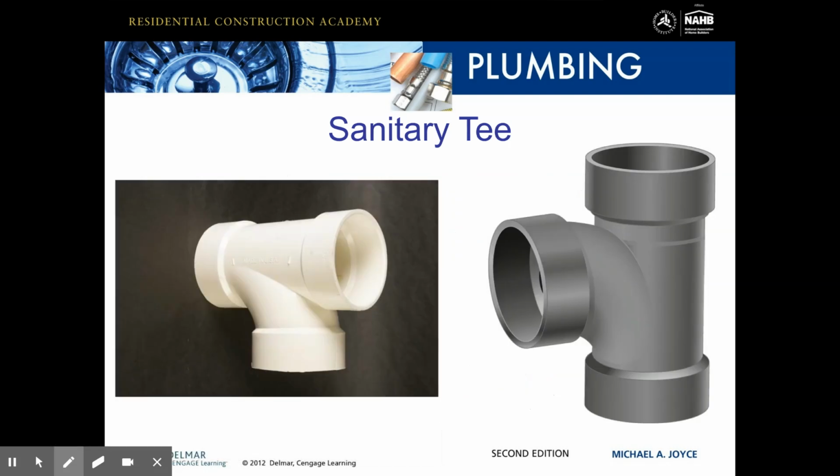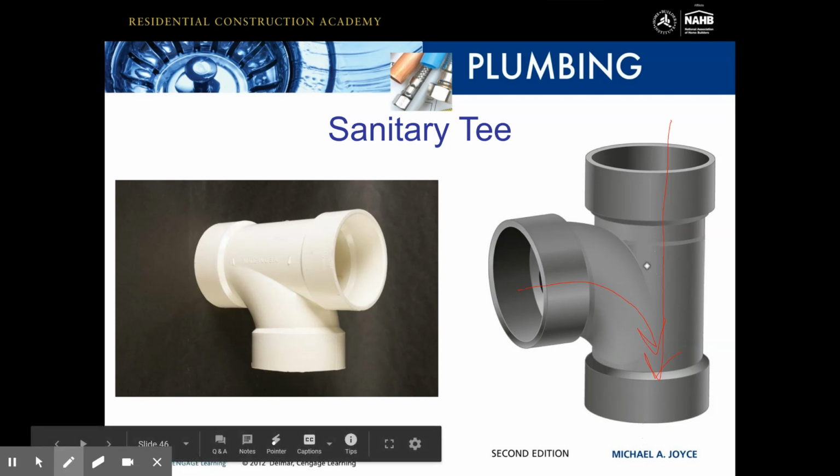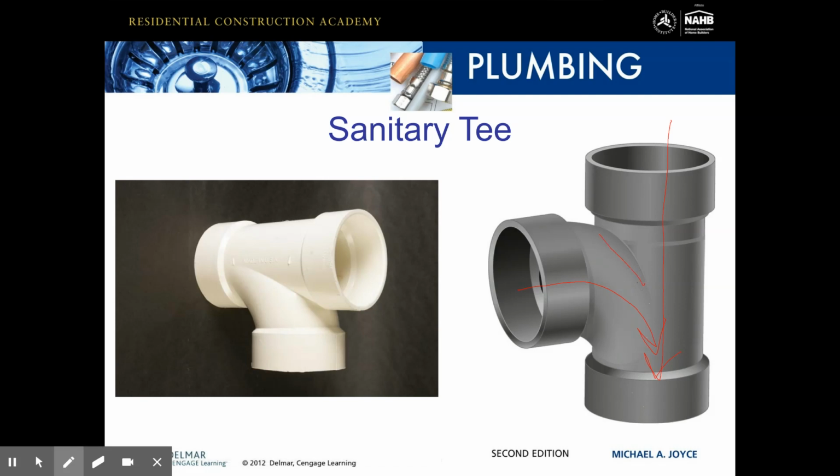So if we look at this picture of the sanitary tee, we can tell that this will be the flow direction because of the way that this is rounded. If we reverse the flow direction, you can see that it wouldn't flow well, it would get caught right here. And we can see the same thing here. So flow direction is this way.